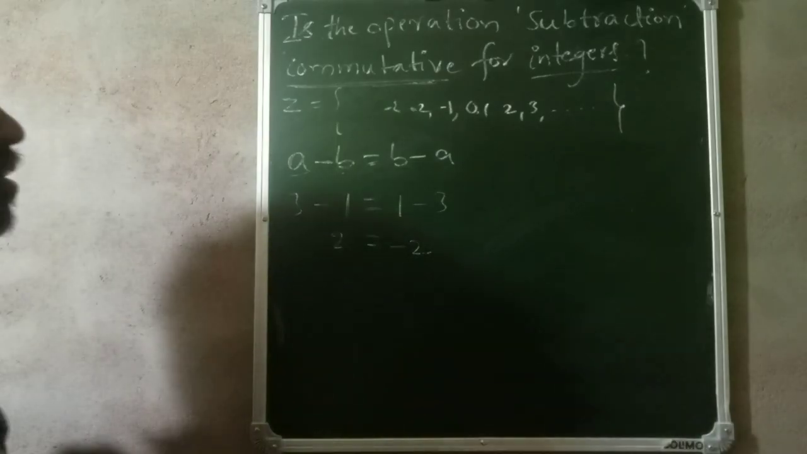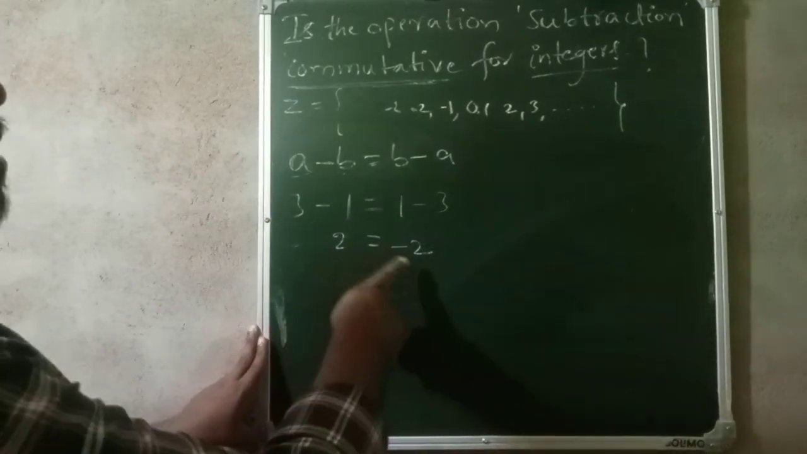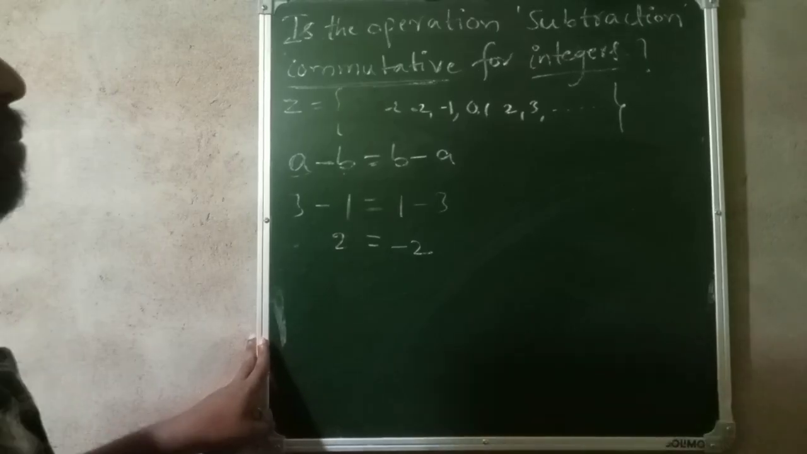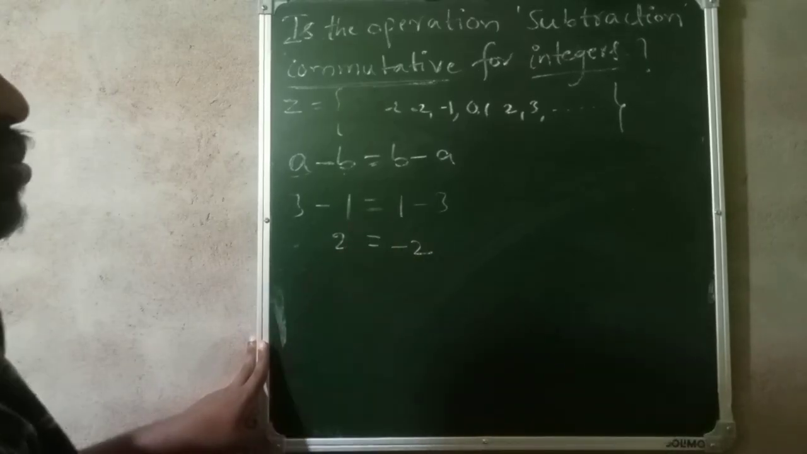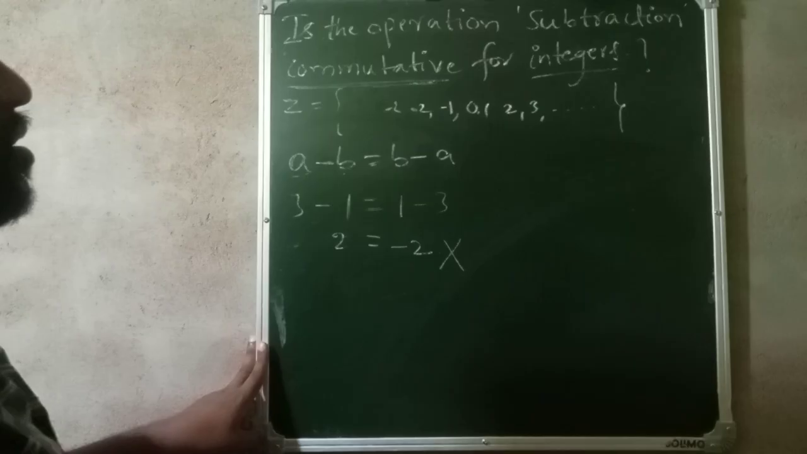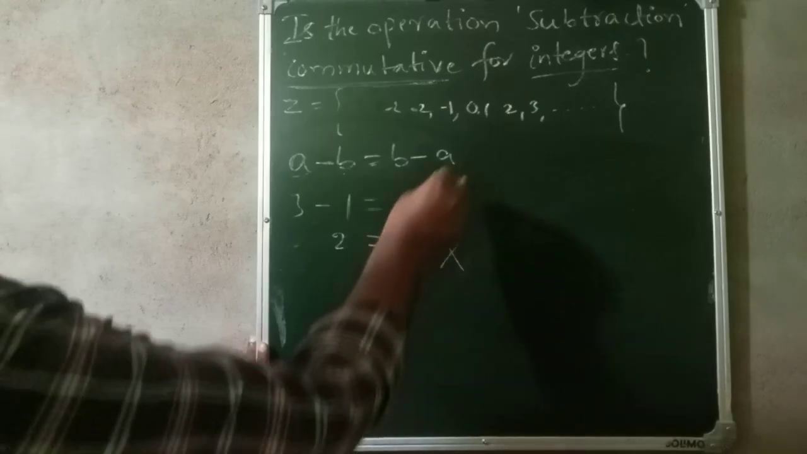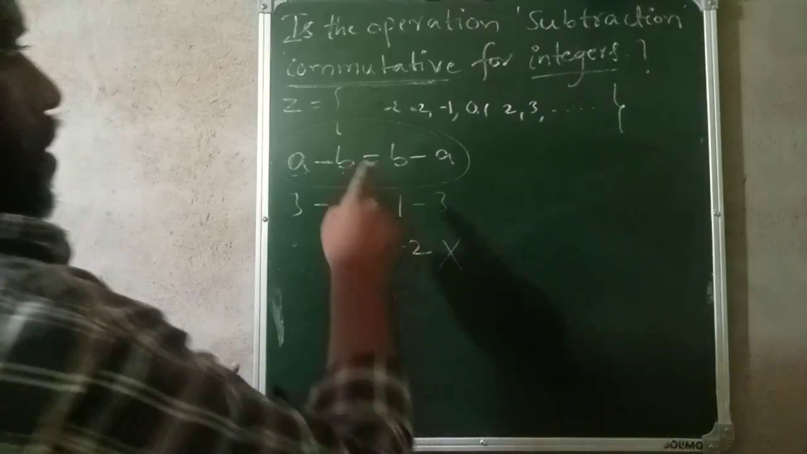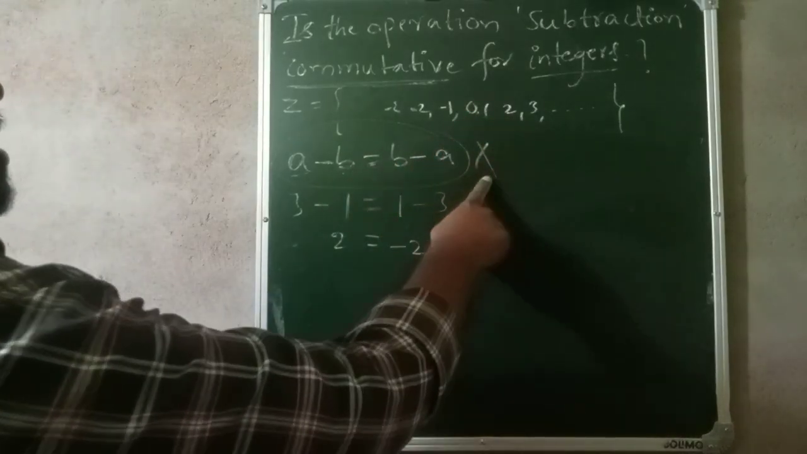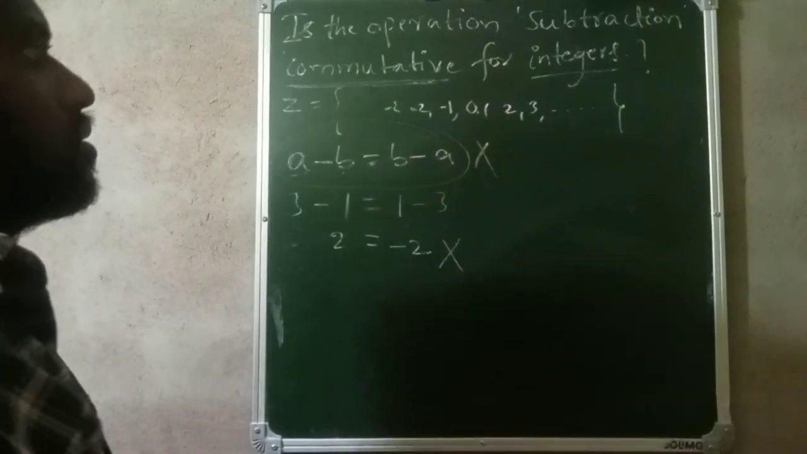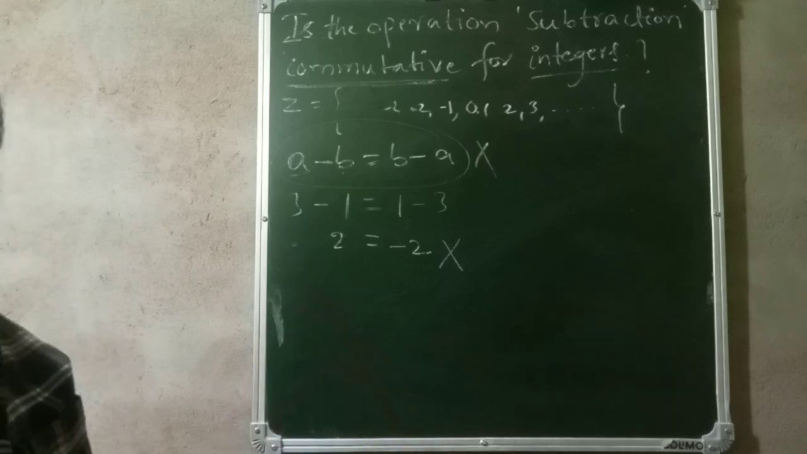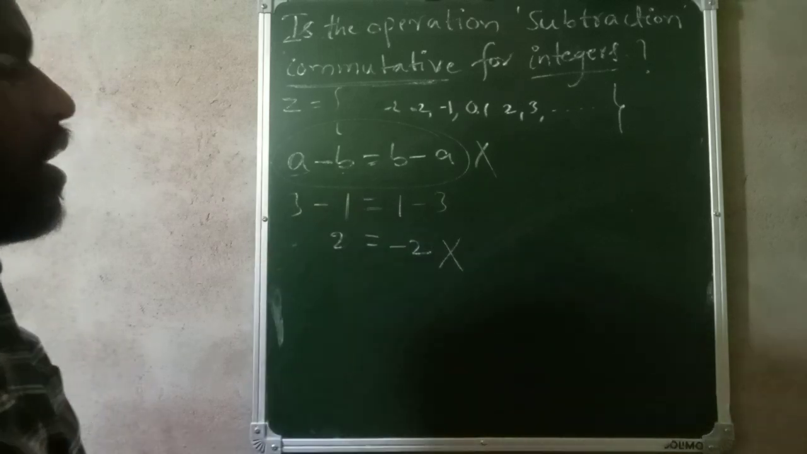See, 2 is different, minus 2 is different. So 2 cannot be equal to minus 2. But this is saying 2 is equal to minus 2. That means this is wrong. So since this is wrong, this is also not correct, not true. So that means subtraction is not commutative for integers. Okay, like that.